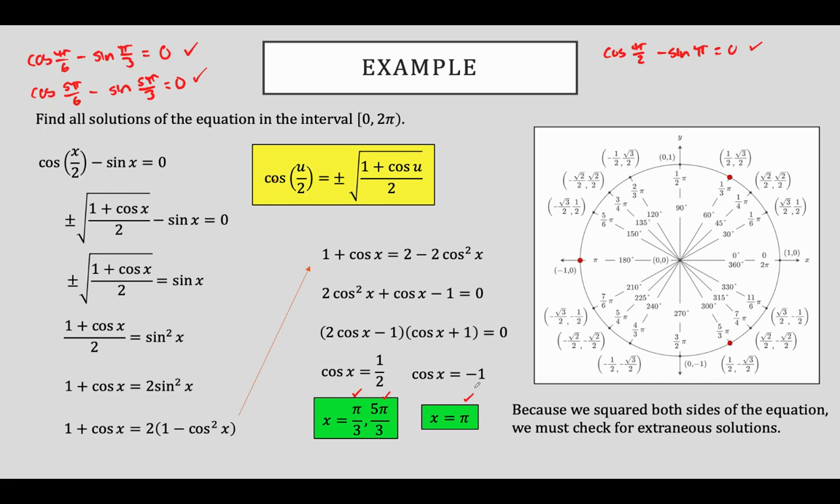All right, and so there we have an example of using our half angle identities to solve a trig equation.